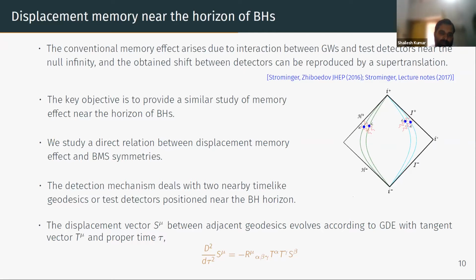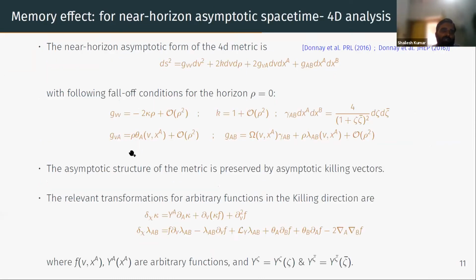So all in all, the important point is to look at the geodesic deviation equation. Let us look at this near horizon asymptotic form of the 4D metric. The details of this metric, the conserved charges and all transformations of the metric parameters can be seen in the Donnay et al. papers. Here we have this near horizon asymptotic form of the 4D metric, and these are the fall-off conditions. This asymptotic structure of the metric will be preserved by asymptotic Killing vectors, and the metric parameters along the Killing direction will have this sort of transformations.